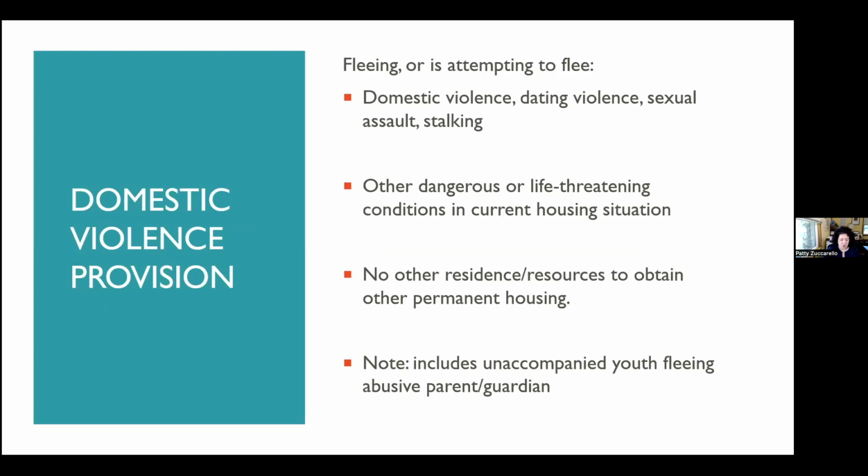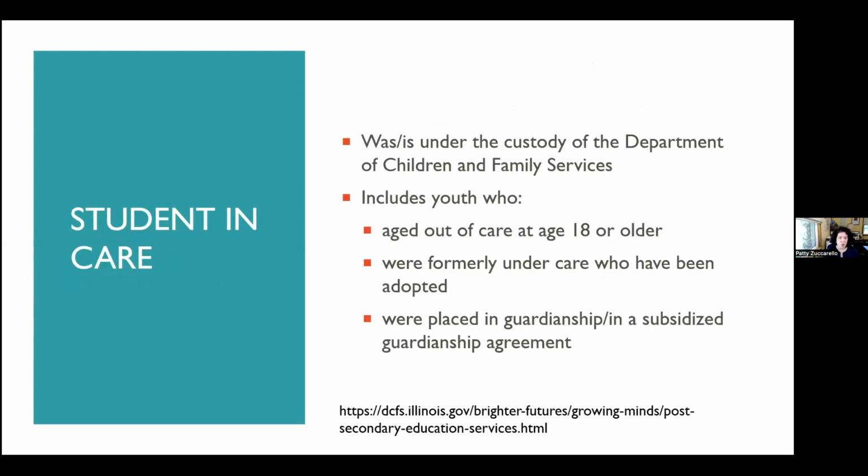In McKinney-Vento, there's also this domestic violence provision. So if a student is attempting to flee a domestic violence situation, a stalking situation, sexual assault, any of those kinds of life-threatening situations at their current residence, then that also counts in McKinney-Vento as imminent homelessness, but under domestic violence. And again, I want to point out this last bullet here. It also includes unaccompanied youth who are fleeing an abusive parent or guardian.